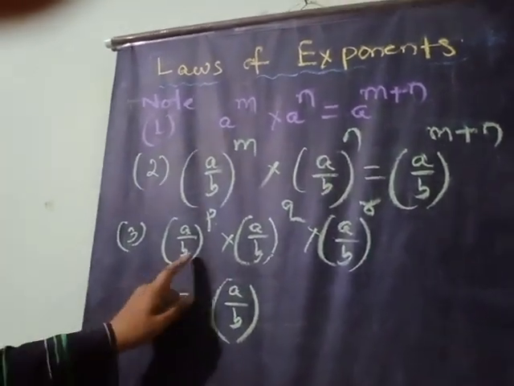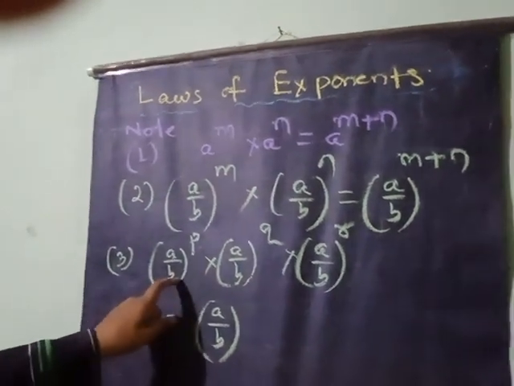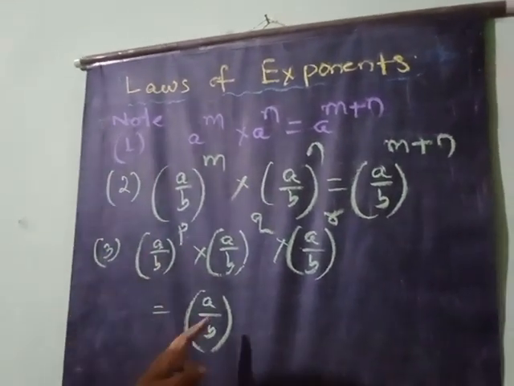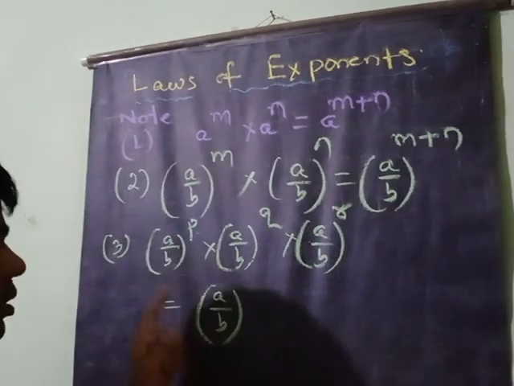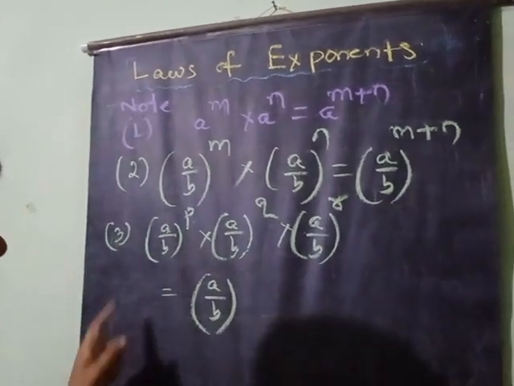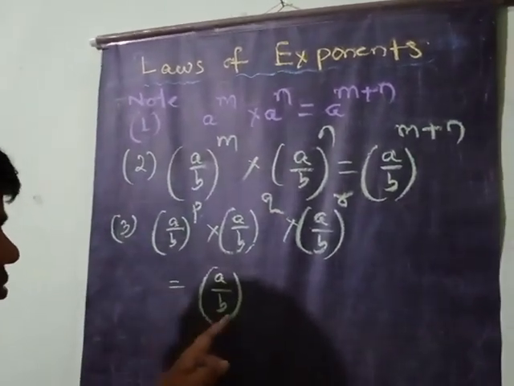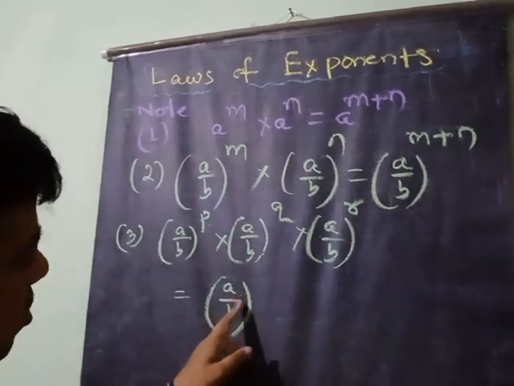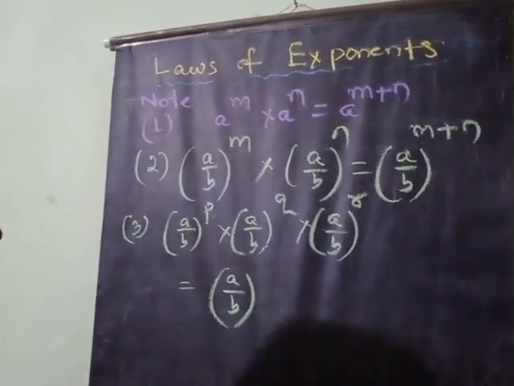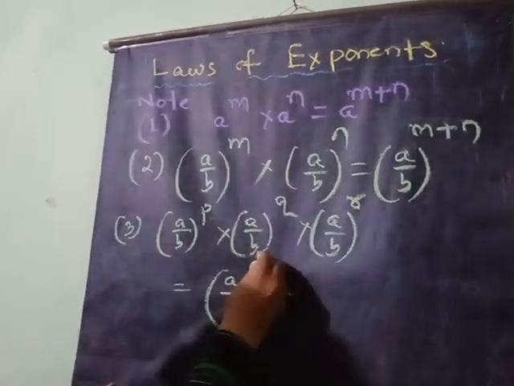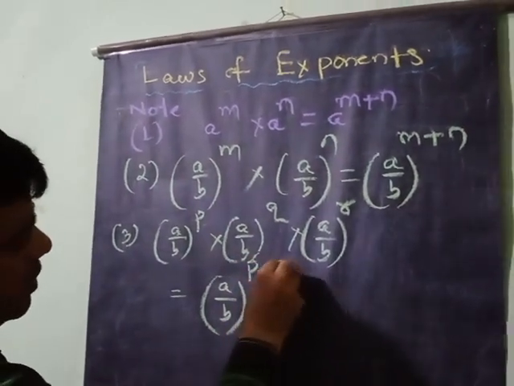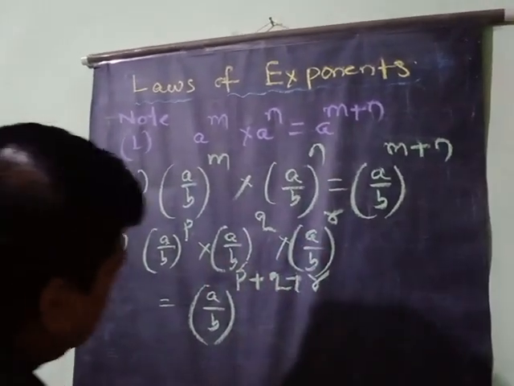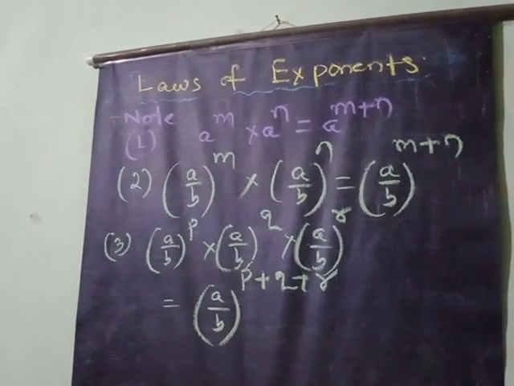It means when you are multiplying exponents having the same base, the resulting product is also an exponent whose base is also the same. The base remains constant, but the powers will be added. Power will be added: p plus q plus r. Here one thing you observe. Is it clear?